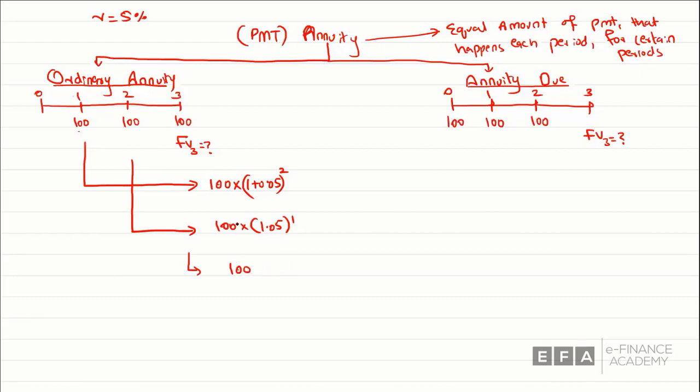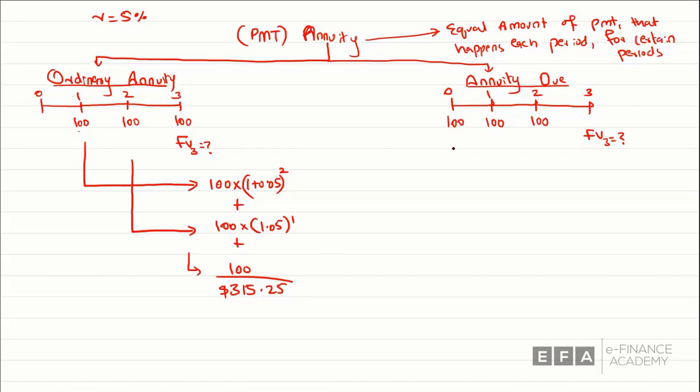All right, and then simply we add this up and we should get our answer, and the answer is 315.25. So your series of $100 investments that start from the end of period 1, if they are reinvested at a rate of 5%, would actually give you 315 by the end of the 3rd year.